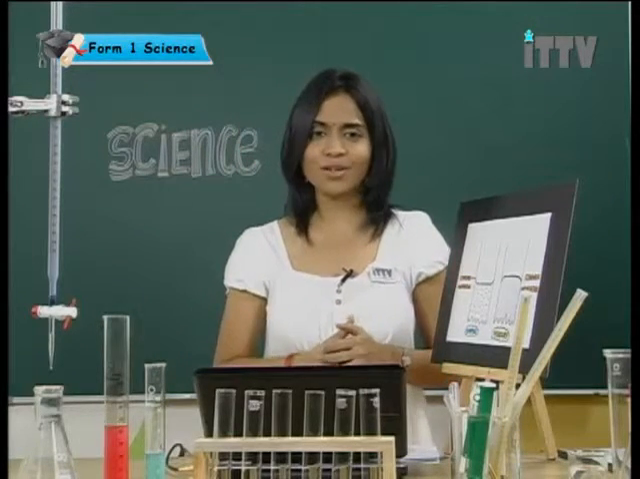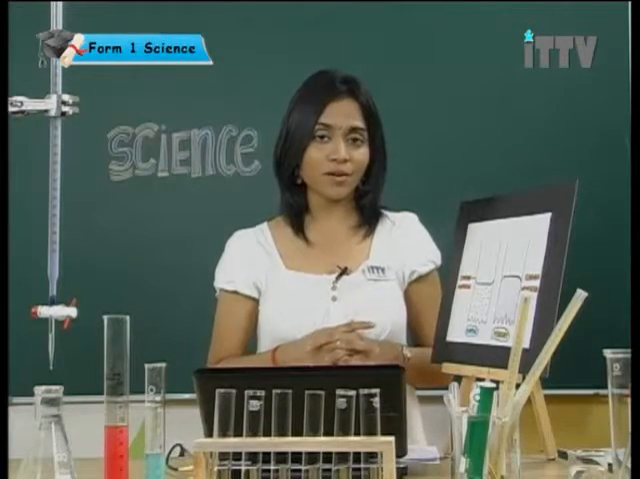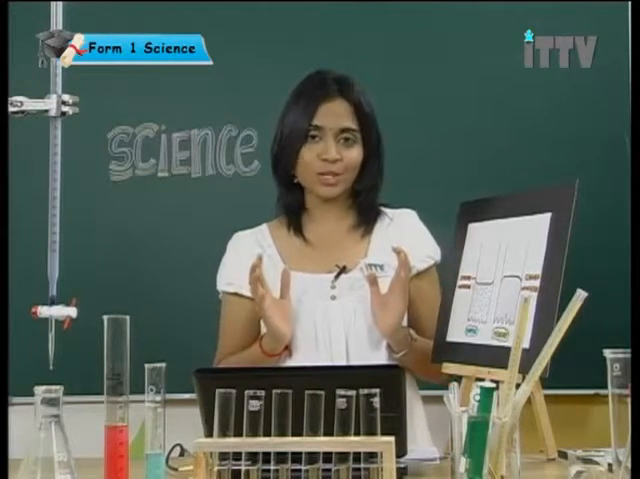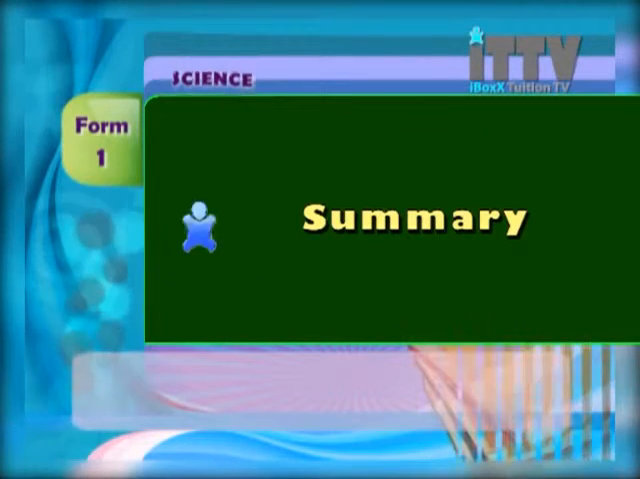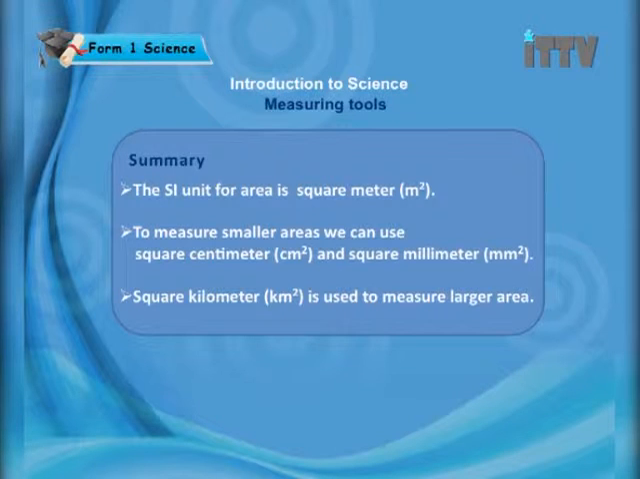I'm sure you answered all the questions correctly. It was not so difficult, wasn't it? So let's move over to the summary of the day and see what have we learned so far in today's lesson of measuring tools. The SI unit for area is square meter. To measure smaller areas, we can use square centimeter and square millimeter. Square kilometer is used to measure large or larger area. So remember that the SI unit for an area is square meter.